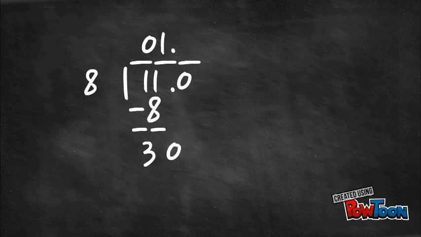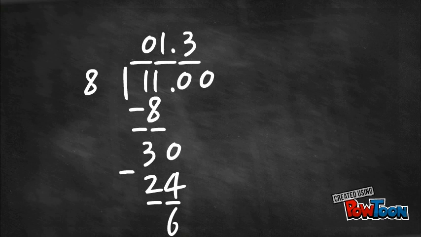Now we have to determine how many times 8 can go into 30. So we know that 8 times 3 is 24, and this gives us 6. Now we're going to add another 0 and drop it down, and it gives us 60.